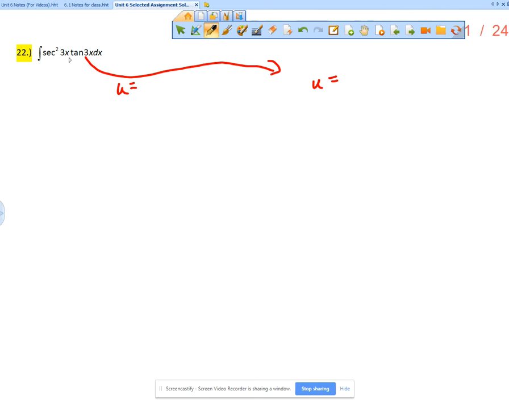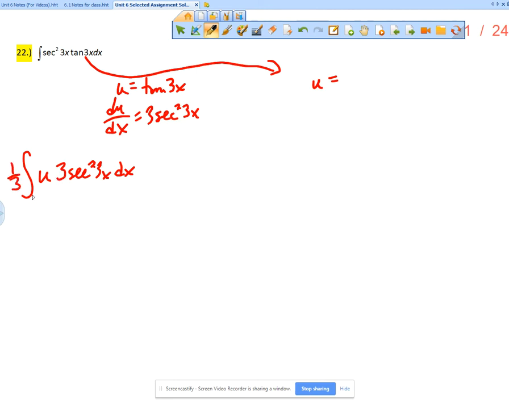The first u that we could make is tangent of 3x. Why is tangent of 3x a good choice for u? Because if you think about it, what's the derivative of u? The derivative of tangent is secant squared of 3x times 3. So I have u, the tangent of 3x, times the secant squared of 3x dx, which means I would need a 3 with the secant squared, which means I need a 1/3 on the outside. So that's one approach that you could do.